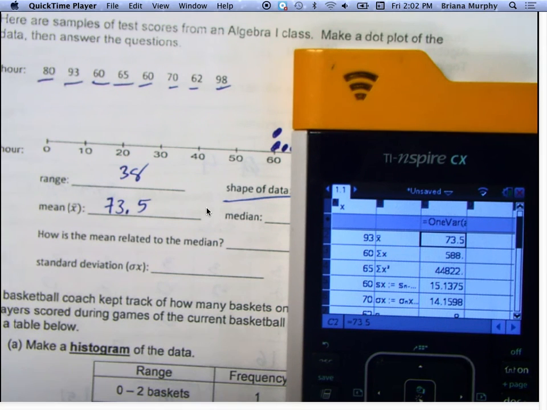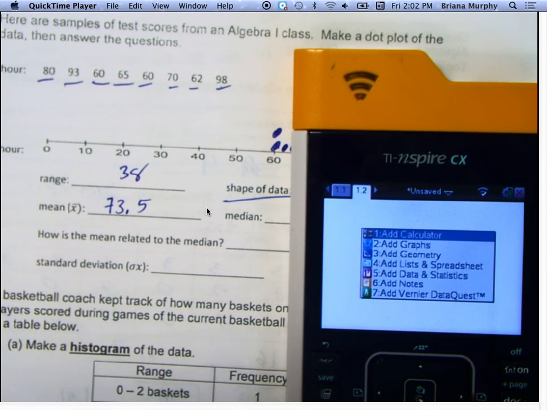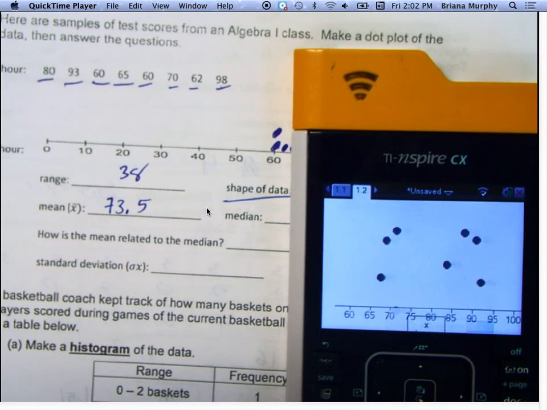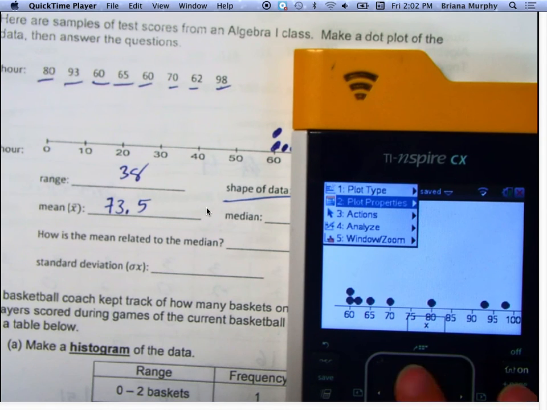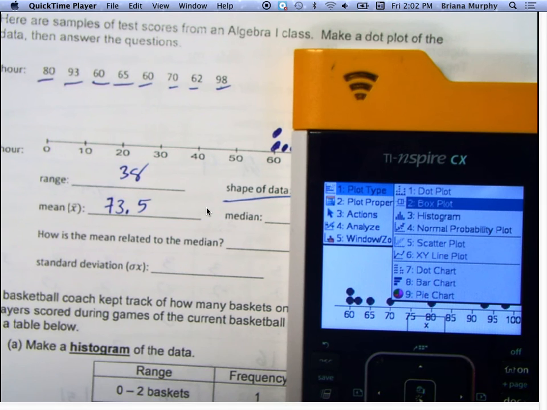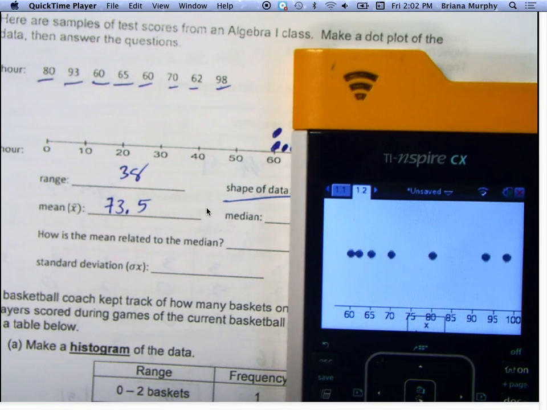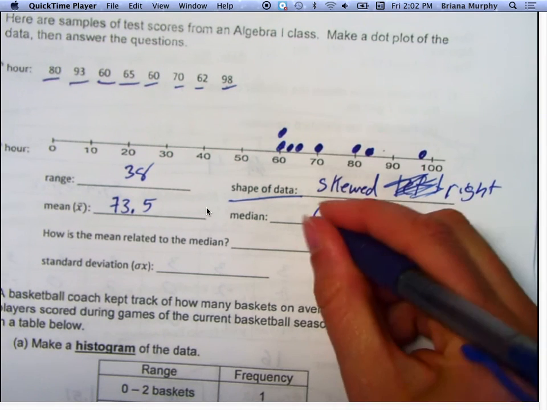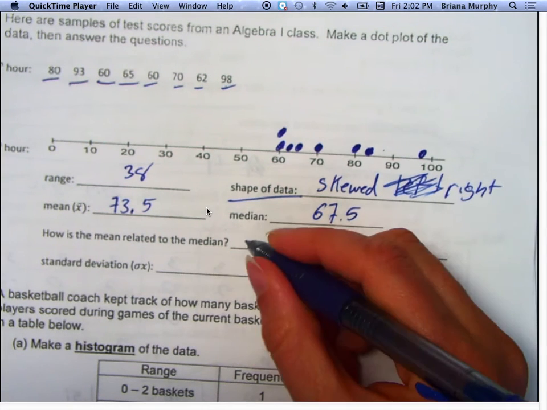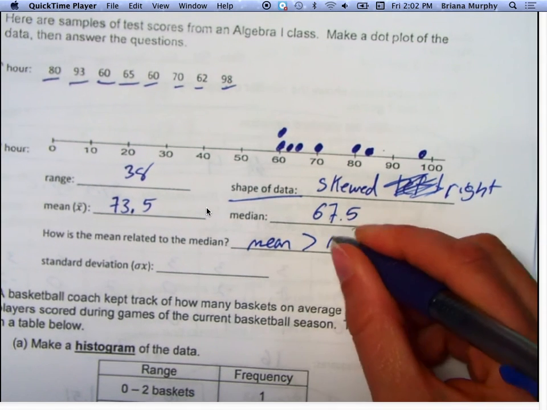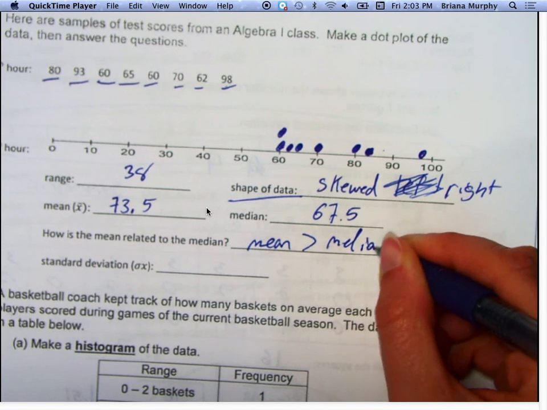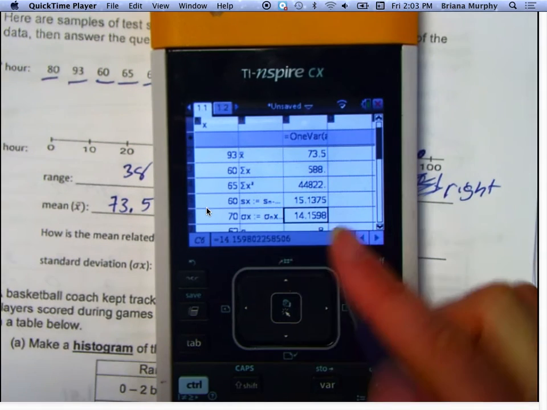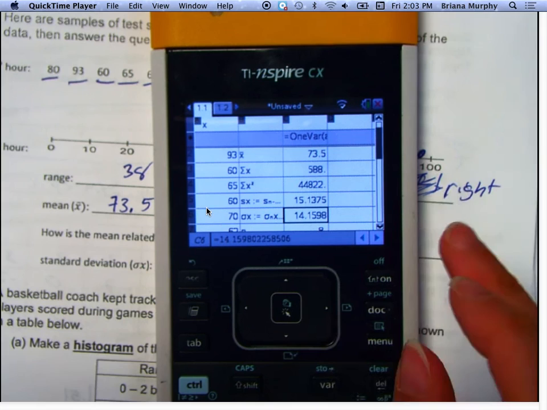My median is harder to see. This is where I would add a new page. Add data and statistics. Click on X. And then I would change this to a, which plot type shows you the best median? Box. Okay? And then you just go over this little line right here, 67.5. Okay, the mean is greater than the median. Okay, standard deviation. Remember, that little funky sigma thing with an X is 14.15.